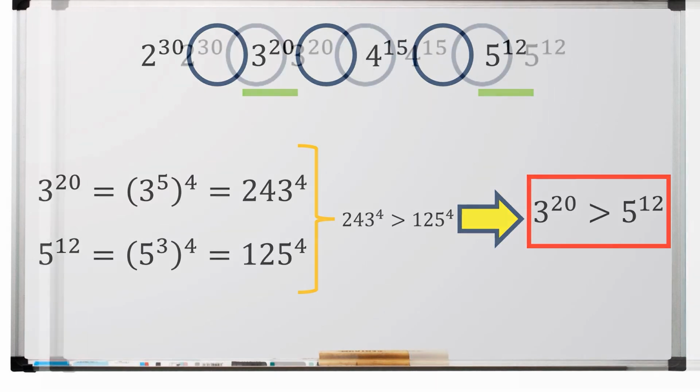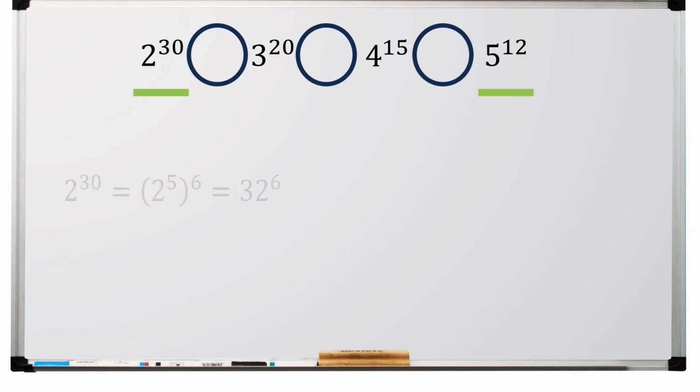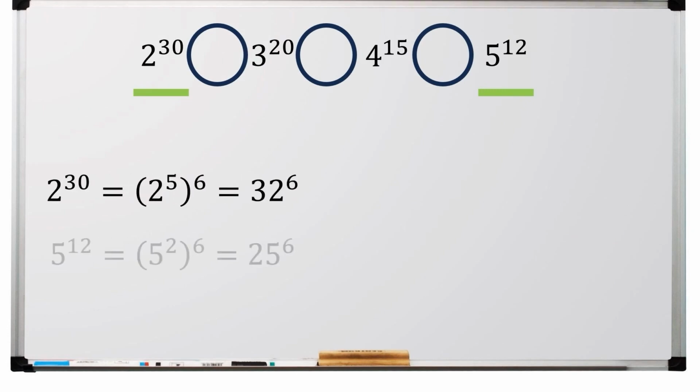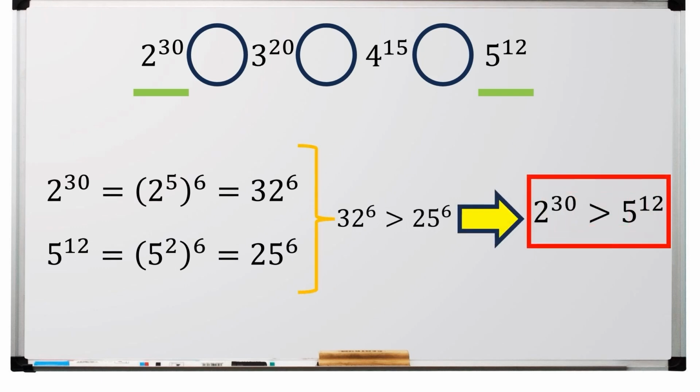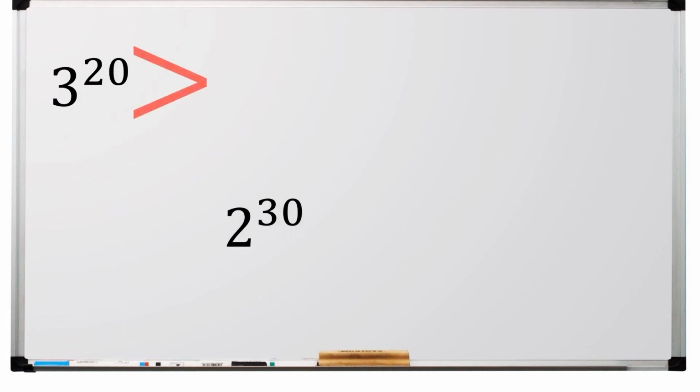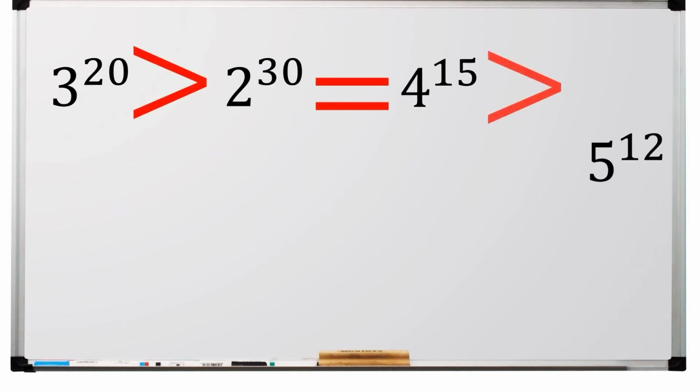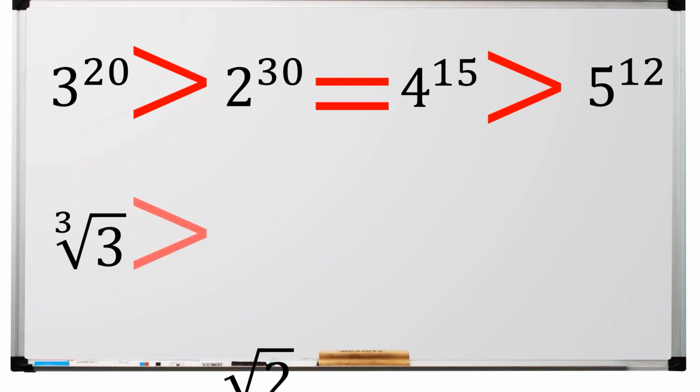Finally, we should compare 2 power 30 and 5 power 12. Just as before, we simplify both equations. It becomes evident that 2 power 30 is greater than 5 power 12. Well done, my friends. The question is now solved. The cube root of 3 is the largest one among the 4 numbers.